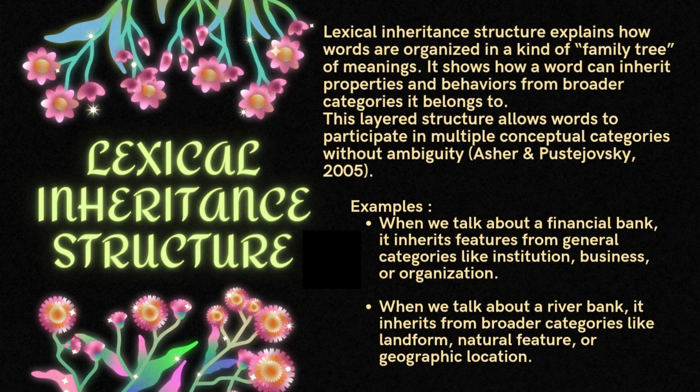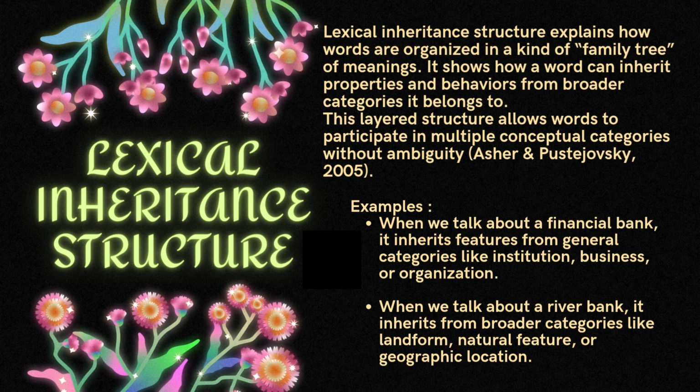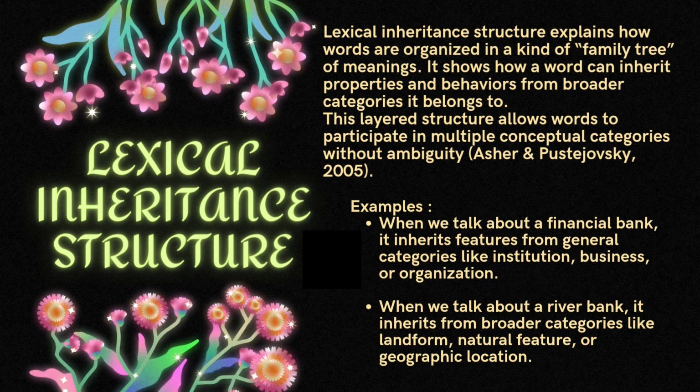Next, we are going to take a look at lexical inheritance structure. Lexical inheritance structure explains how words are organized in a kind of family tree of meanings. It shows how a word can inherit properties and behaviors from broader categories it belongs to. This layered structure allows words to participate in multiple conceptual categories without ambiguity. Asher and Pustejovsky, 2005.